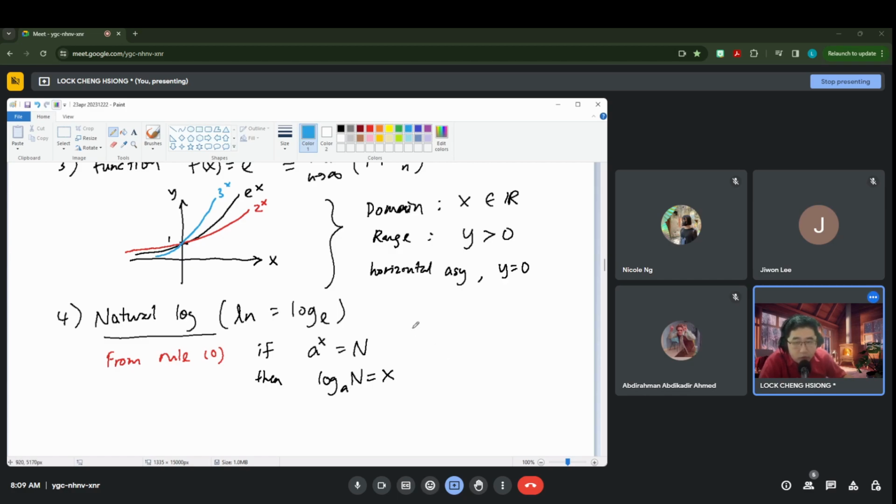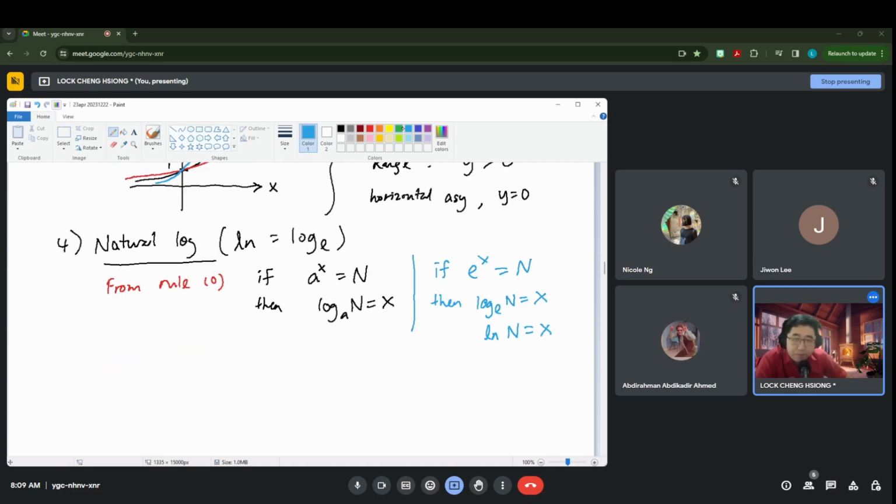Similarly, if it's in the form of base e, if e^x equals n, then log_e n equals x. But instead of writing log_e, we write ln n equals x. So as you can see here, whatever log rule applies over here also applies.